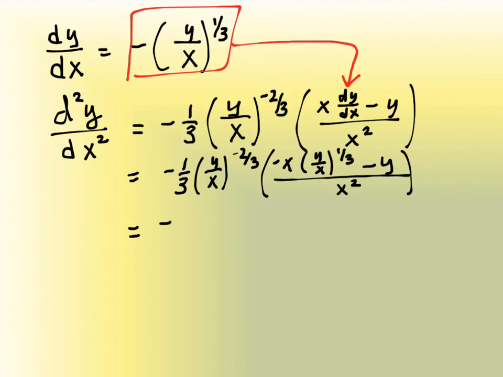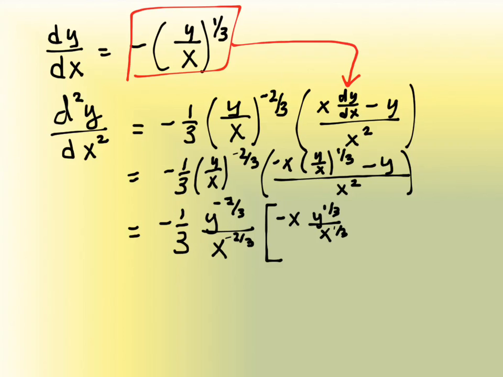So I'm going to write each of these with the exponents applied to the variables now. This is y to the negative 2/3 over x to the negative 2/3. Over here, I have negative x times y to the 1/3 over x to the 1/3 minus my y all over x squared. So what's going to happen right here? The x and the x to the 1/3 will cancel. To what? 2/3 x on top. Yeah, so this becomes x to the 2/3.